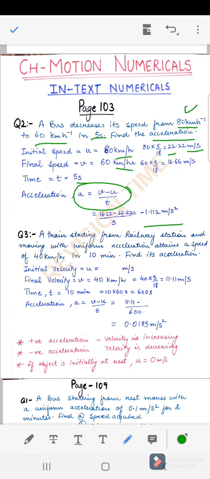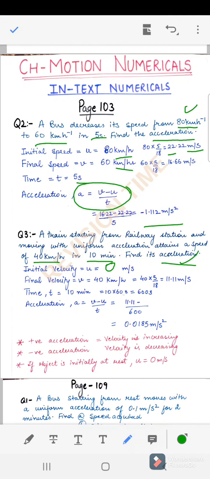A train starting from railway station and moving with uniform acceleration attains a speed of 40 km per hour in 10 minutes. Find its acceleration. Clearly we have to find acceleration again here. So what are we given? We are given initial velocity but not directly. How? A train starting from railway station. It is saying the initial position of the train is the railway station. That means the initial speed of the train is 0, right? It is 0 meter per second.